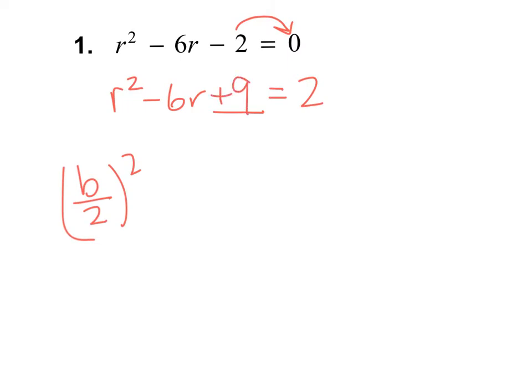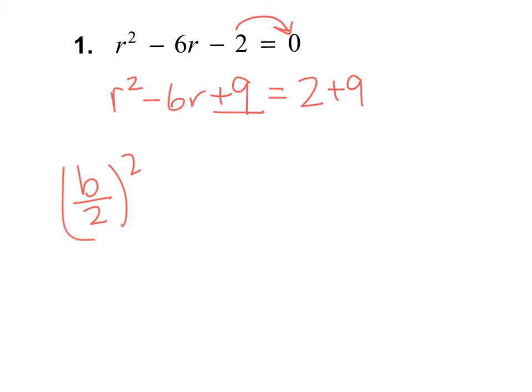Now, since this is an equation, in order to keep it balanced, I can't just add 9 to one side and that's it. I have to add 9 there, and I also have to add 9 to the other side as well. So, what does this do?